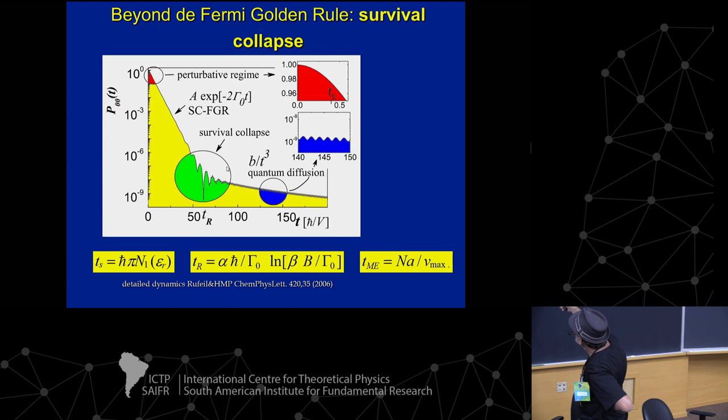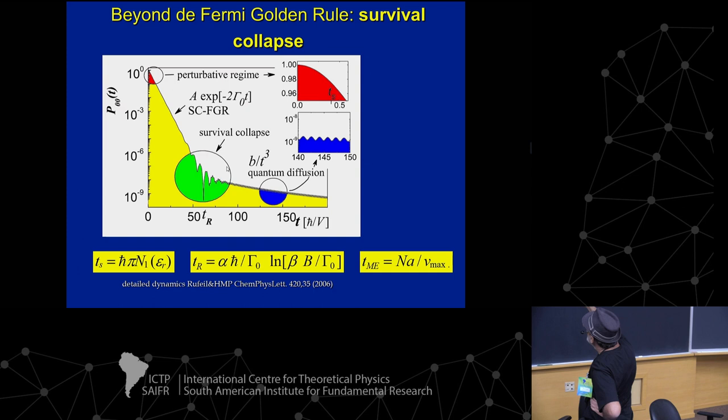In this region, you have this quantum Zeno regime, which is the quadratic decay that you don't even notice, but the dynamics always has to start quadratically. Then you see this exponential, and then you hit this survival collapse. In this time, the survival probability changes by three orders of magnitude here, and then you enter the regime of quantum diffusion. That's an infinite chain, so there is no echo, no mesoscopic echo here.